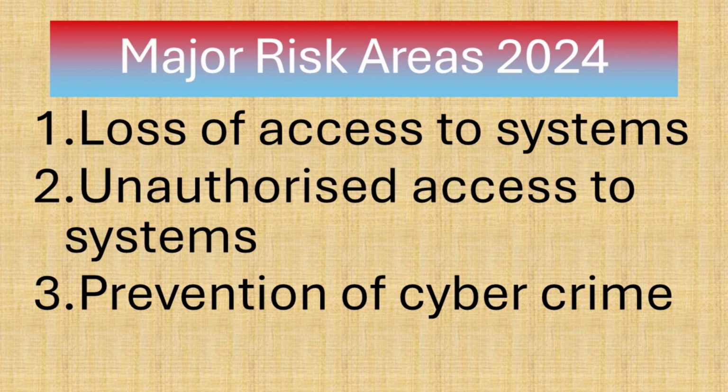Each year, the pharmacy completes the NHS Data Security and Protection Toolkit. This asks for the major risk areas to be identified. The pharmacies that we work with have identified the following 3 areas as the most important. Number 1, loss of access to systems. Number 2, unauthorised access to systems. Number 3, prevention of cybercrime.